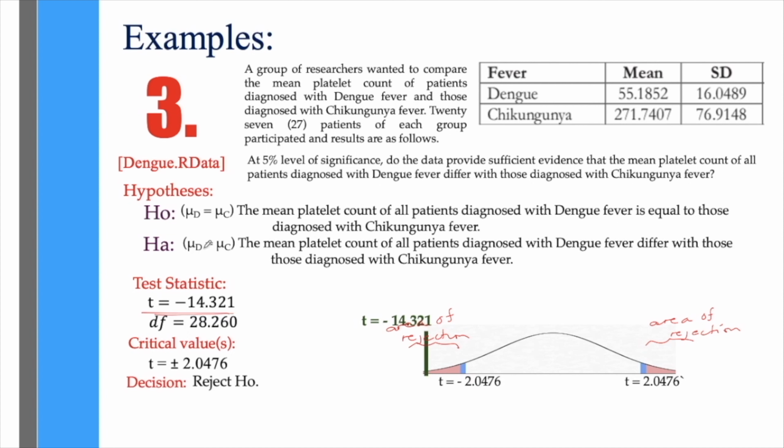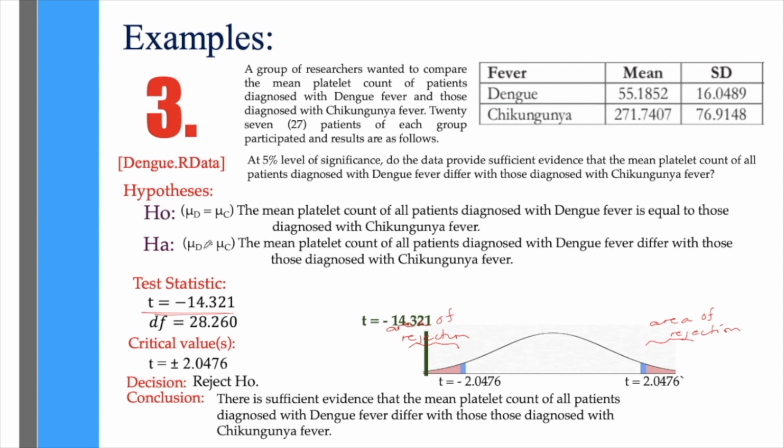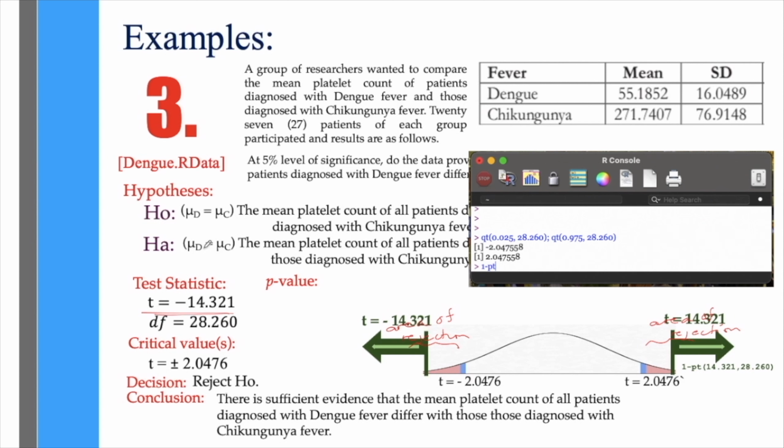Thus, we're going to reject the null hypothesis and conclude that there is sufficient evidence that the mean platelet count of all patients diagnosed with dengue fever differs from those diagnosed with chikungunya fever. As for the p-value, we may just get the area to the extreme of both positive and negative 14.321. So we may get that using 1 minus pt of 14.321 comma 28.260, and the other one which is pt of negative 14.321 comma 28.260. Add these two values, or simply we just have to multiply any of them by 2.